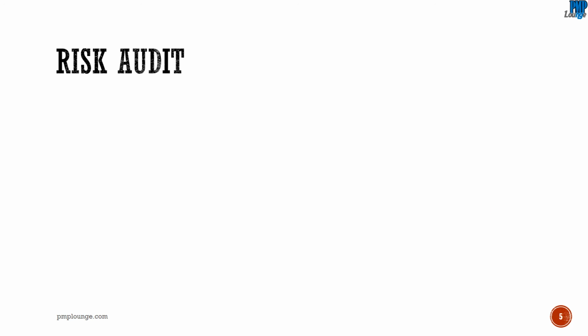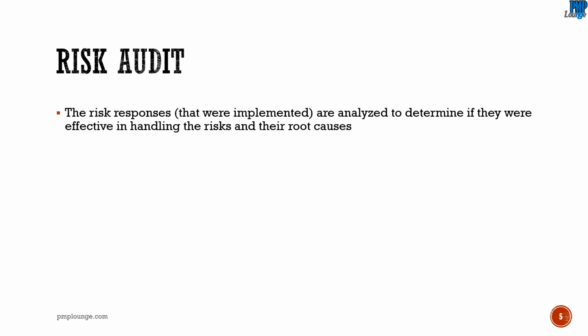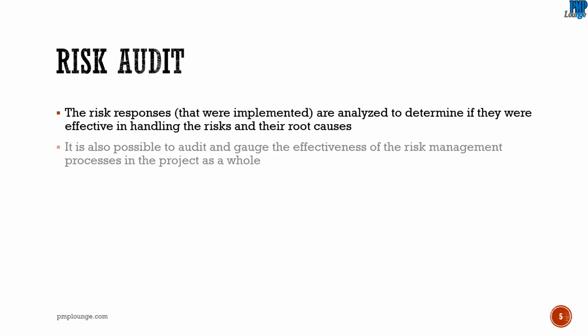The other audit is a risk audit. A risk audit is not actually auditing the risks, it is auditing the risk responses which have been implemented, to make sure how effective these responses were. In this way, we will be able to audit and gauge the effectiveness of risk management processes as a whole as well.